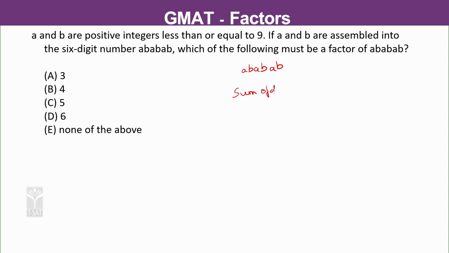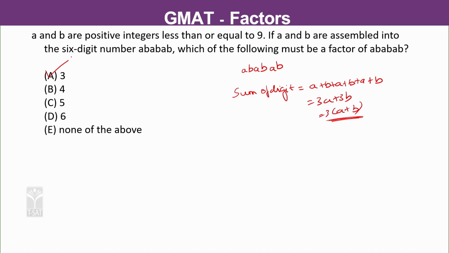The sum of digits, when you look at this number, will be A plus B plus A plus B plus A plus B, which is equal to 3A plus 3B. So, this is equal to 3 into (A plus B). The sum of the digits is definitely divisible by 3, therefore, the number will also be divisible by 3. So, the answer is option A.